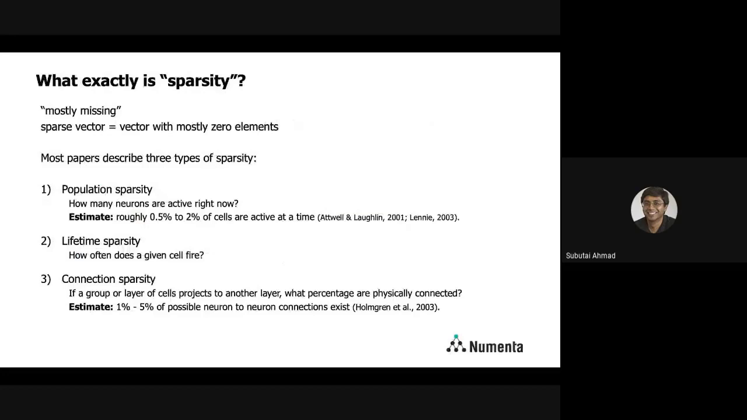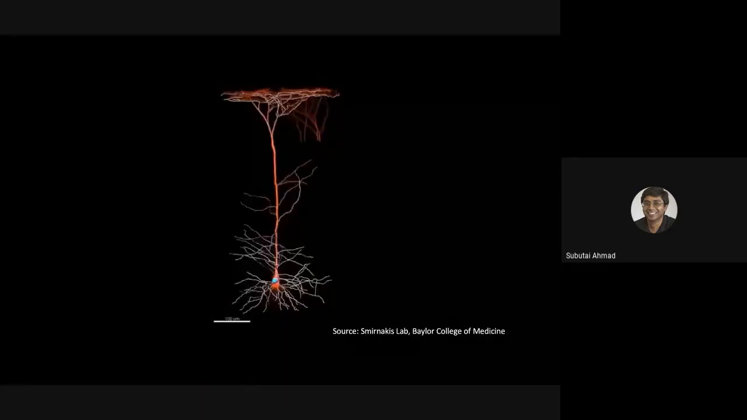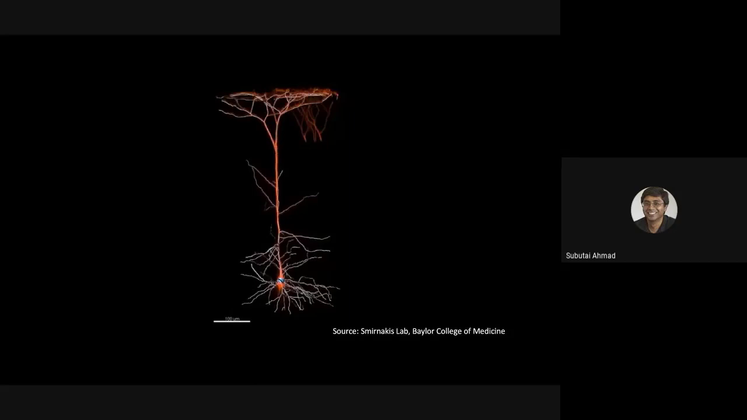There's actually a lot more to sparsity than just these 3 things. So let's look at a couple more aspects of it. One of the things to consider is the neuron itself. In machine learning, we think of neurons as being a simple linear weighted sum of inputs and an activation function.